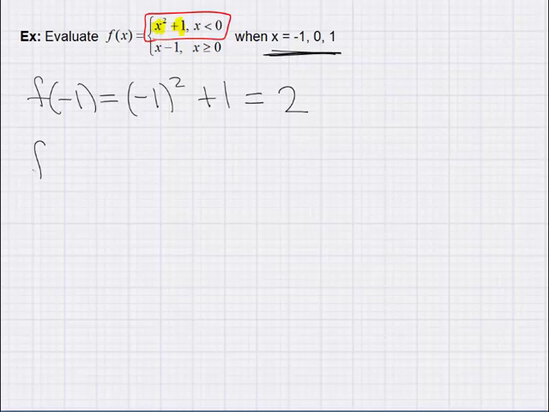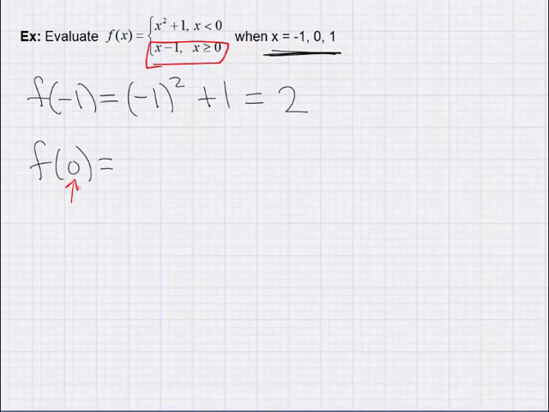Okay, let's do another one. f of 0. Well, 0 is equal to 0. In that case, I have to use this function, because this function says when x is greater than or equal to 0, this is the piece we use. So x is, in this case, equal to 0. So I'll use that piece, which just says take my x and subtract 1. Equals negative 1. So f of 0 equals negative 1.